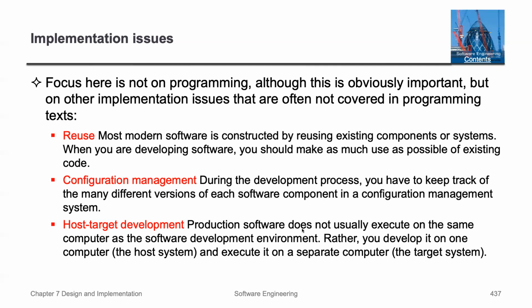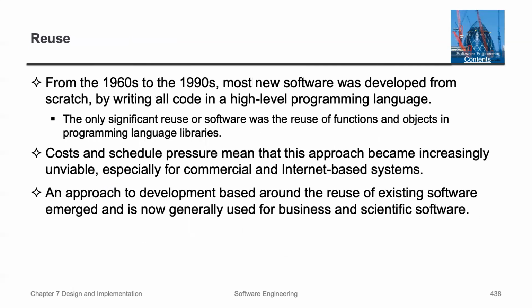Finally, target development. Production software does not usually execute on the same computer as a software development environment. Rather, you develop it on one computer, the host system, and execute it on a separate computer, the target system. So you have to keep that in mind. What is the performance and the capability of the target system that will finally be used?